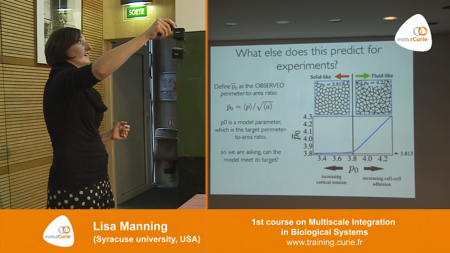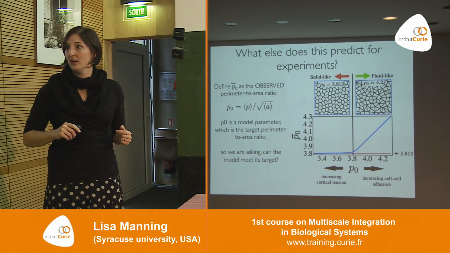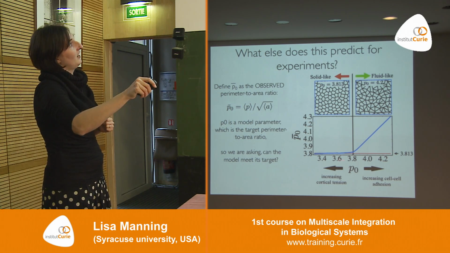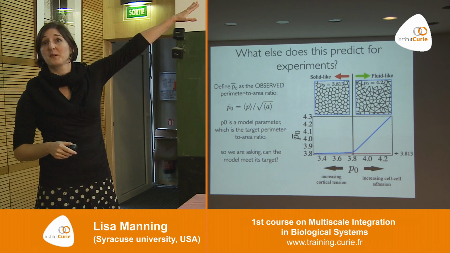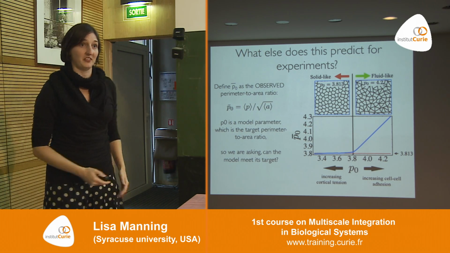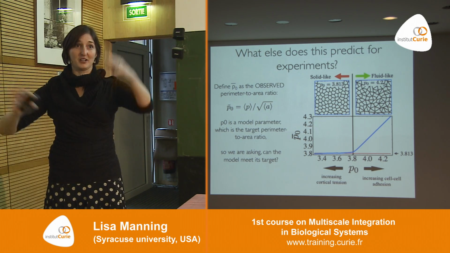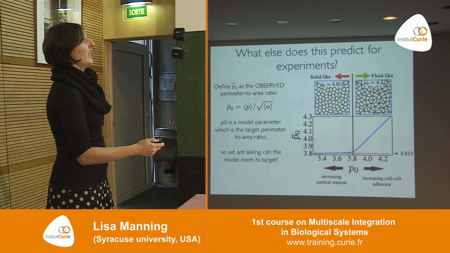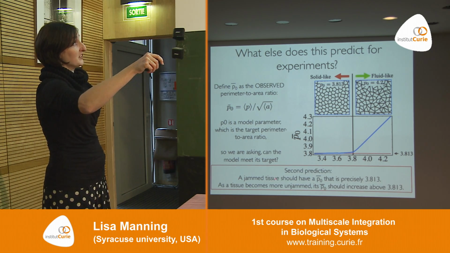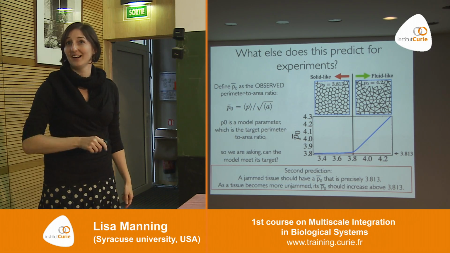On the solid side, the system cannot achieve the target values that the system wants. Okay, it's sort of, actually it's because it's stuck. Okay, but this makes a very strong prediction. What it says is, you give me your favorite model epithelial system, you figure out if it's jammed or not using some dynamical calculation, anything you want, and what we're going to predict is that if this tissue is jammed, it should have a P naught that is precisely equal to that number.